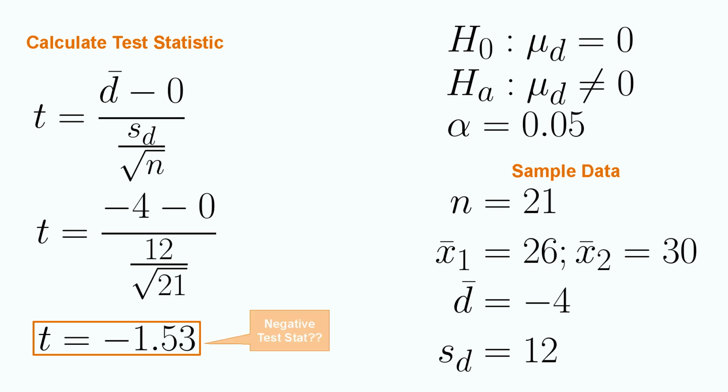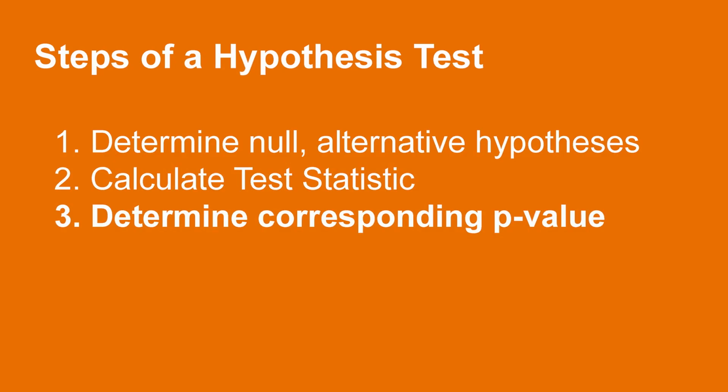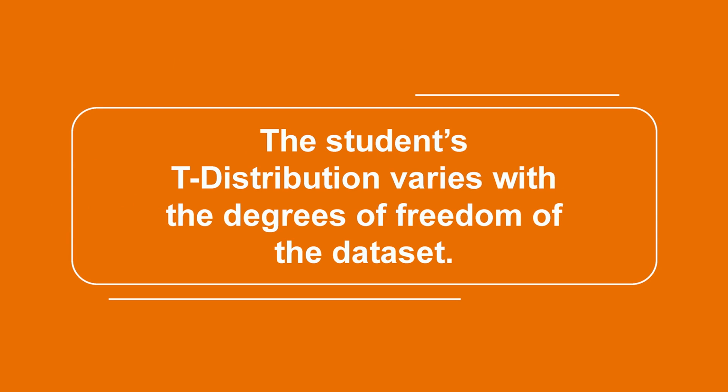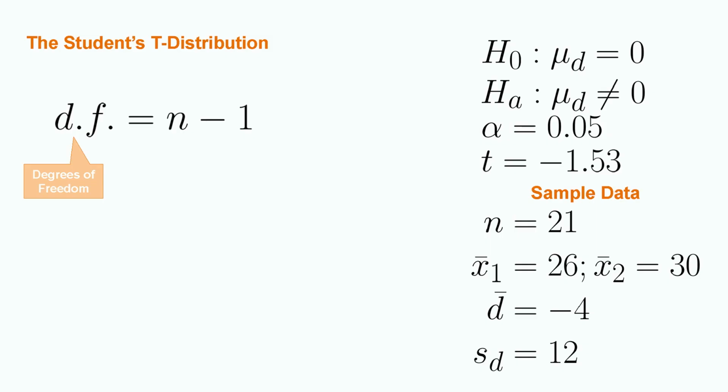Before we get into the next step of the problem, stop for a moment to think about whether it is unreasonable for us to have a negative value for our t statistic. Keep this in mind as we begin to discuss step 3, as we determine the p-value which corresponds to the test statistic from the student's t-distribution. One crucial aspect of the student's t-distribution is that it varies with the degrees of freedom of the dataset. Thus, to get a relevant p-value, we must determine the degrees of freedom in our dataset. For the paired population mean t-statistic, the degrees of freedom, abbreviated df, will be equal to the sample size minus 1. Specifically, that gives our problem 20 degrees of freedom.